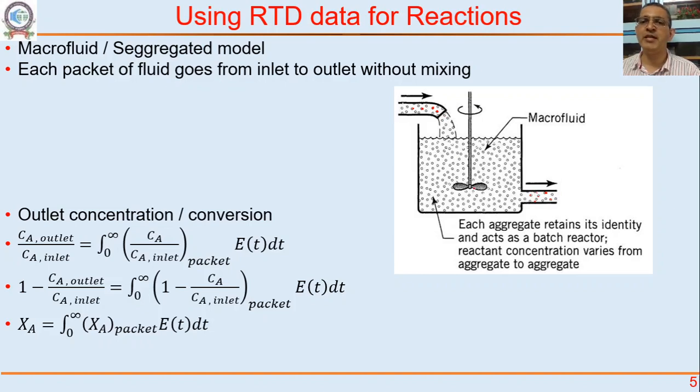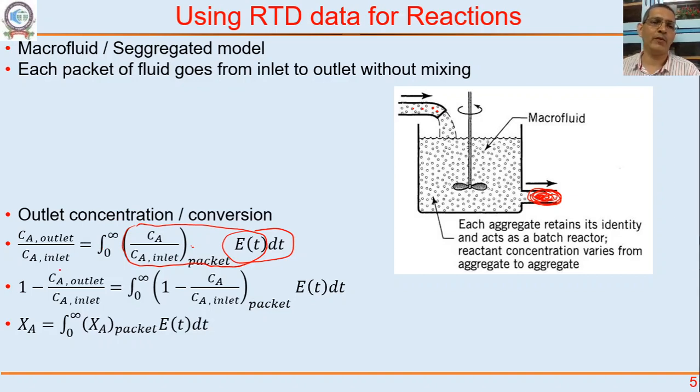We can calculate conversion in each packet, and what would be the overall conversion as a combination of all of these packets put together. That's the advantage of the E-curve. So if you think of one packet of fluid, the outlet conversion for that packet would be based on, as if that packet is not mixing, just how much time that packet is spending. And then the overall combination of all such packets put together would be our overall conversion. So we can write outlet concentration or conversion, CA outlet divided by CA inlet, would be the integral from 0 to infinity of CA for that particular packet at the outlet divided by CA at the inlet for that particular packet. This is for one packet. How much time is this packet spending? E(t) dt is the fraction of time spent by this particular packet, and add up all such packets, then we will get the overall conversion.